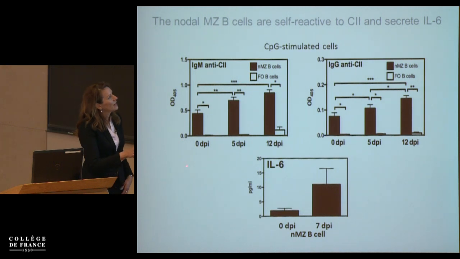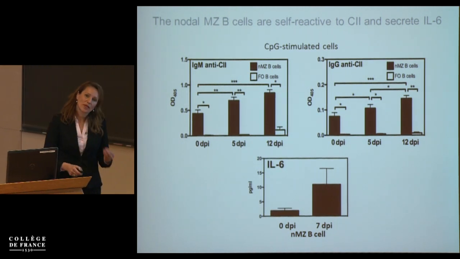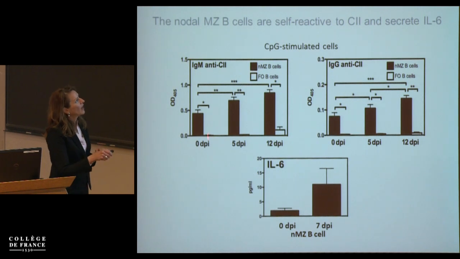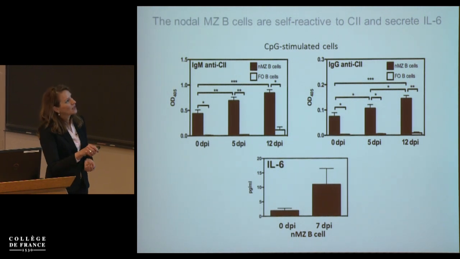And you see that already at day 0, that means these are naive, you have IgM antibodies and even IgG antibodies, even though it's very low titer. And this titer increases if you use cells from immunized mice 5 days after immunization or 12 days after immunization.